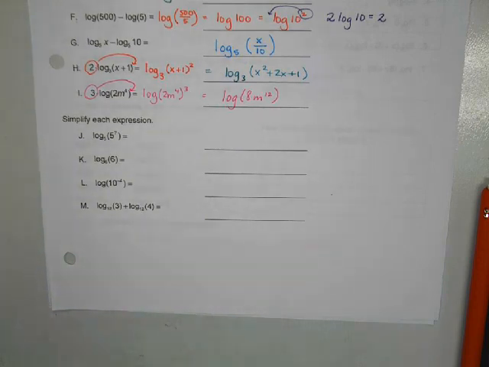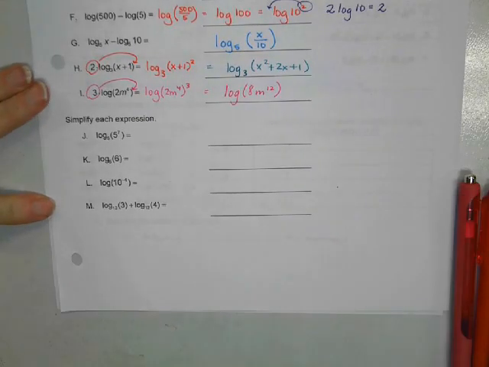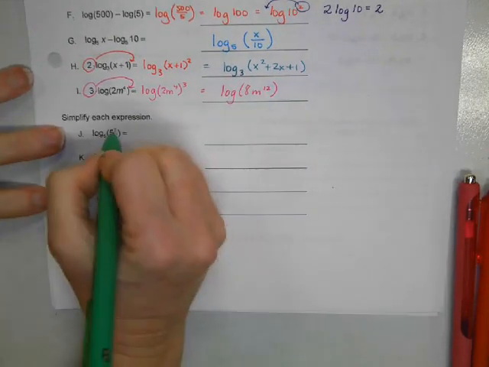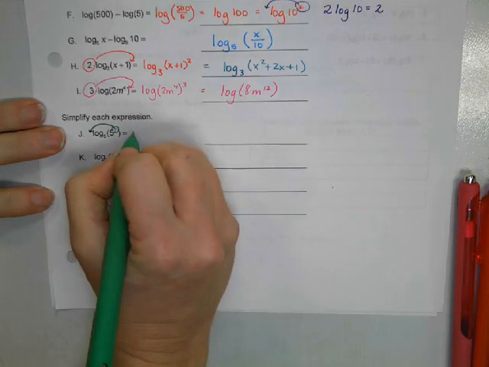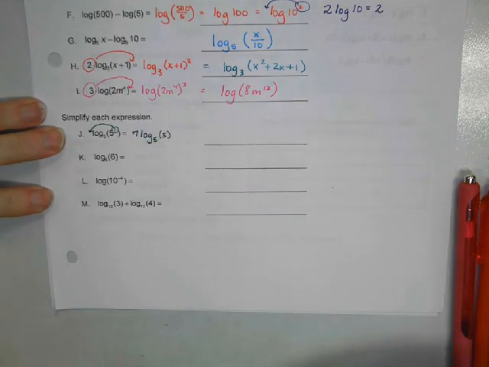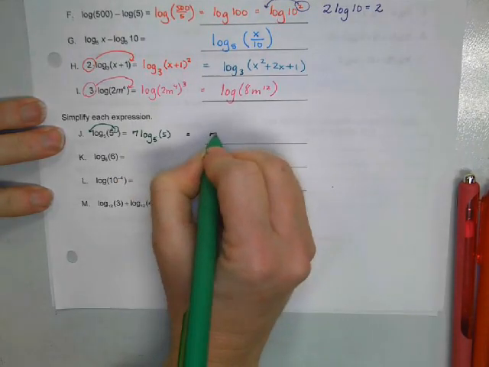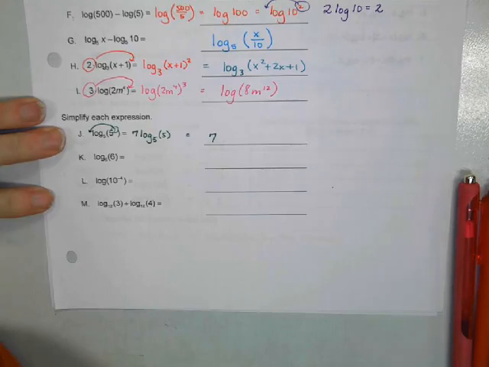All good? Okay. Alright, so now on J, I need to simplify. So what should I do? Move 7 to the front. That gives me 7 log base 5 of 5. You got me in trouble, boys. So it's just 7, because log base 5 of 5 is 1. So it just equals 7.